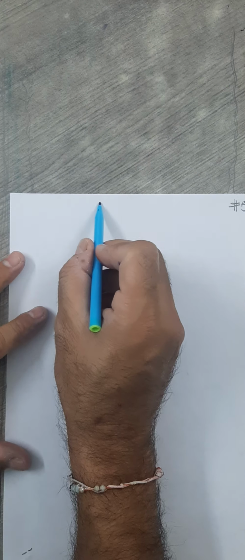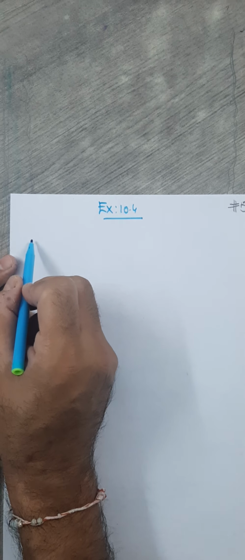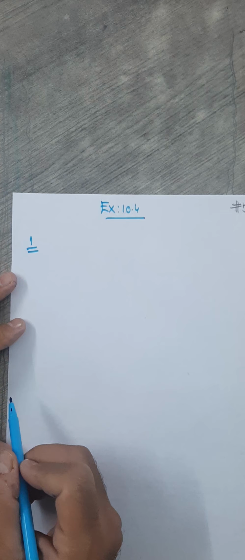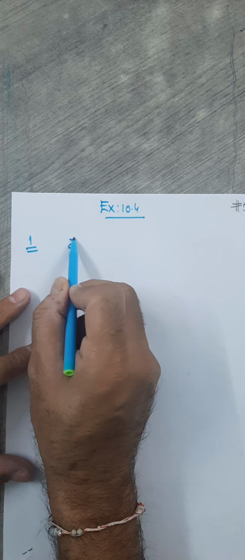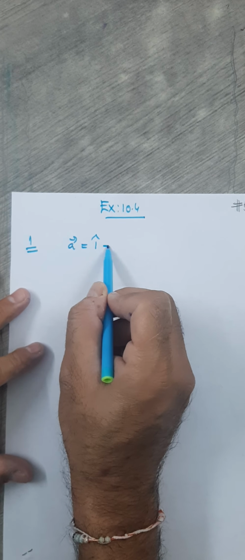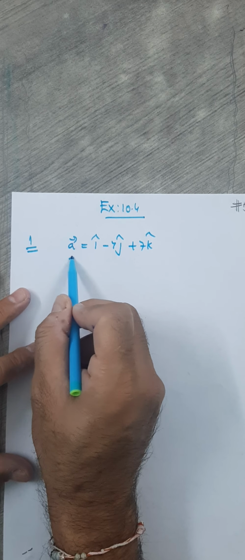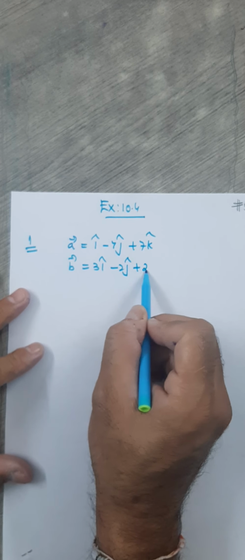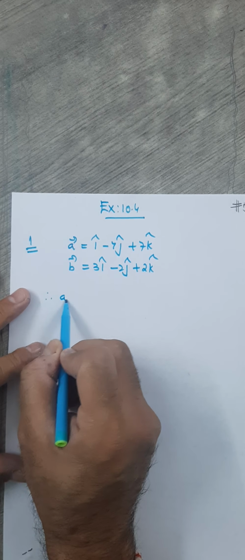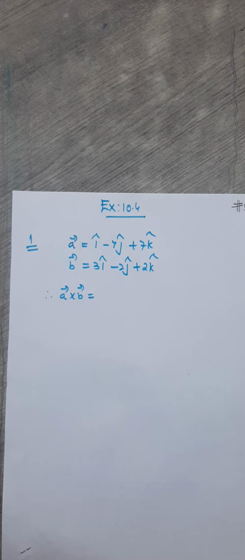So let's see the first question there. Exercise 10.4, question number 1. What you are asked is to find the magnitude of the cross product of these two vectors. Vector A you are given is i cap minus 7j cap plus 7k cap. The other vector B is 3i cap minus 2j cap plus 2k cap. So let's get the cross product first. How do we get the cross product? By writing what? A determinant.